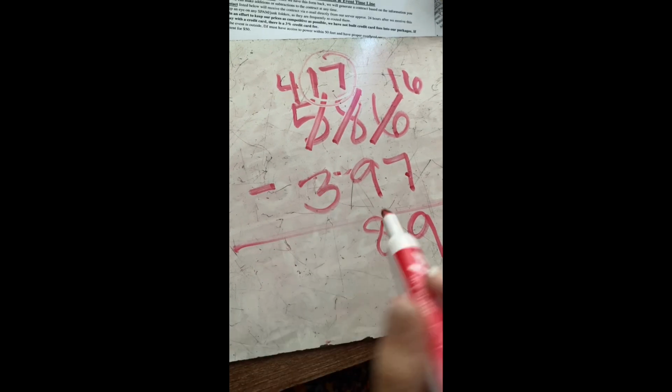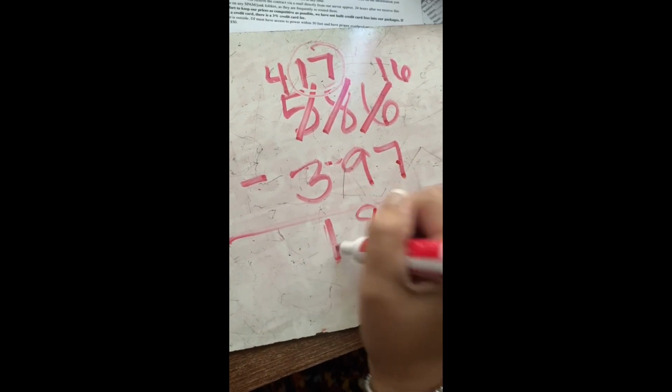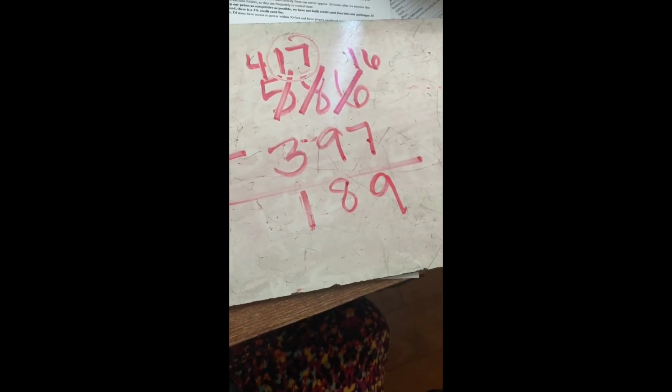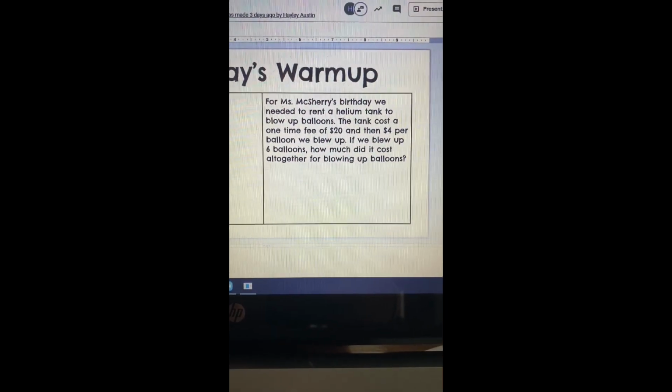4 minus 3 is 1. That makes your answer 189. All right, looking at the next problem.